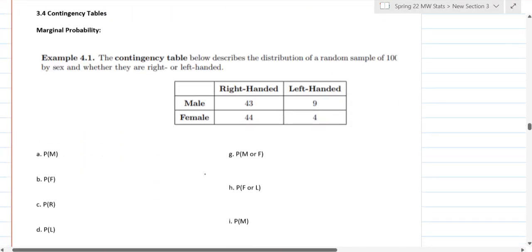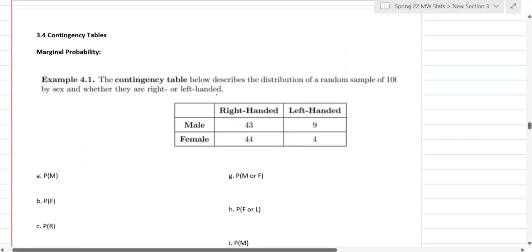Contingency tables, I like these. They're easy to read. Easy to pick out the information from. All right, once you get the hang of them after a couple times, pretty easy. These are called two-way tables.